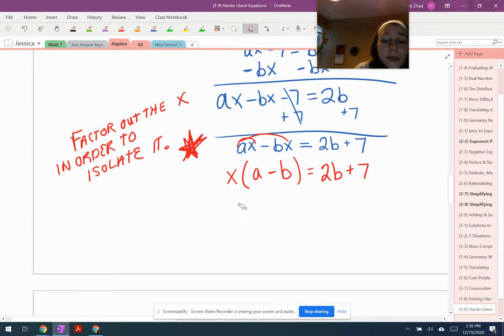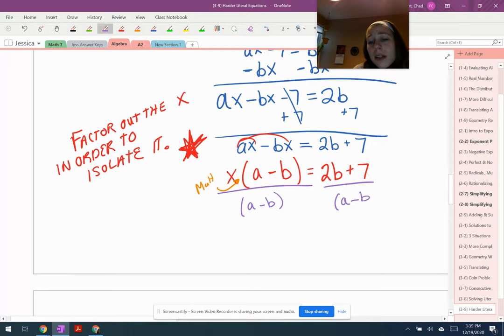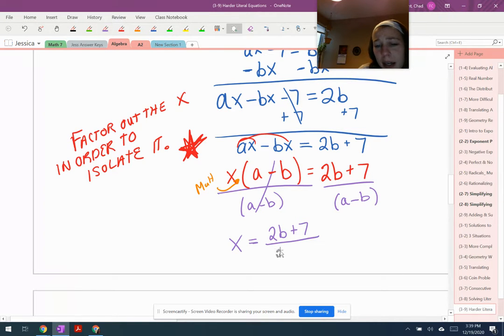And actually, I'm just going to move this over. Note, so we're going to go ahead and divide both sides by a minus b to get x by itself. X is equal to 2b plus 7 divided by a minus b.